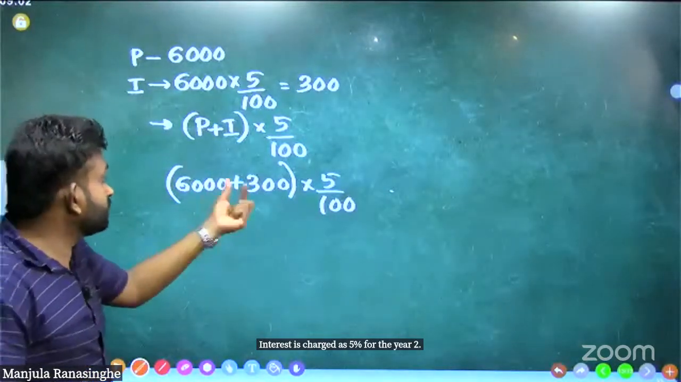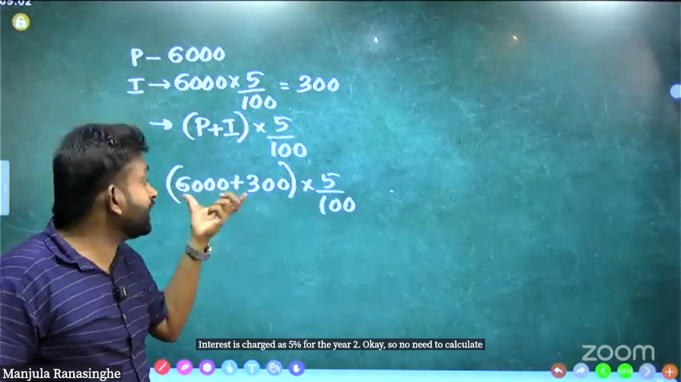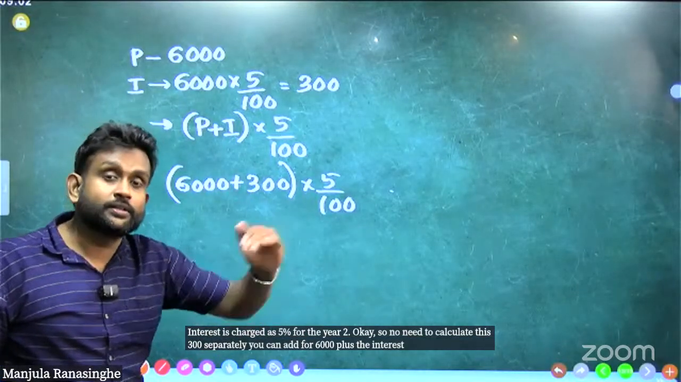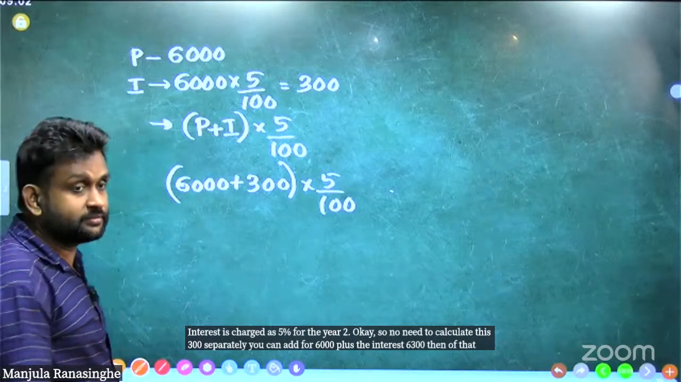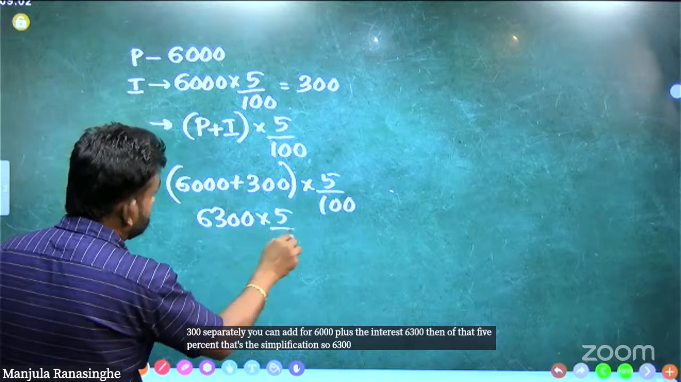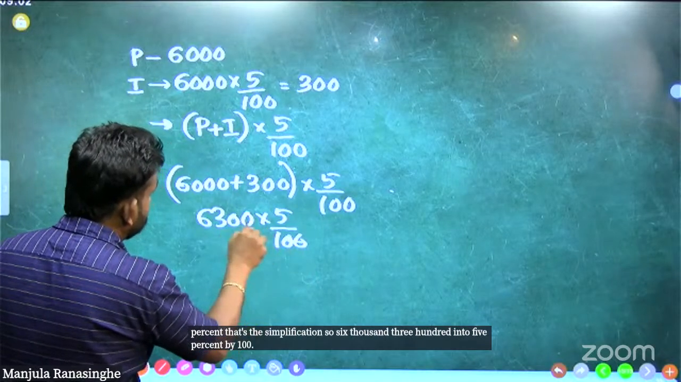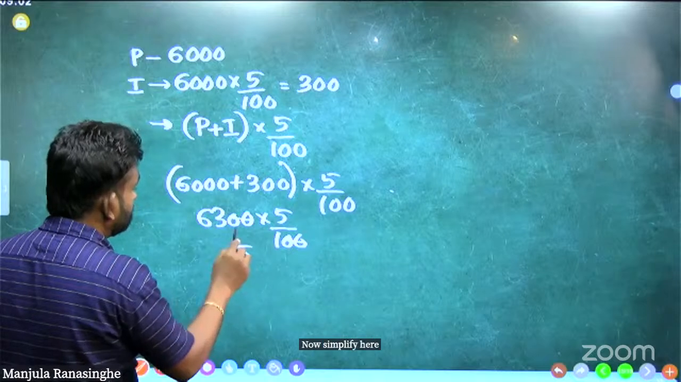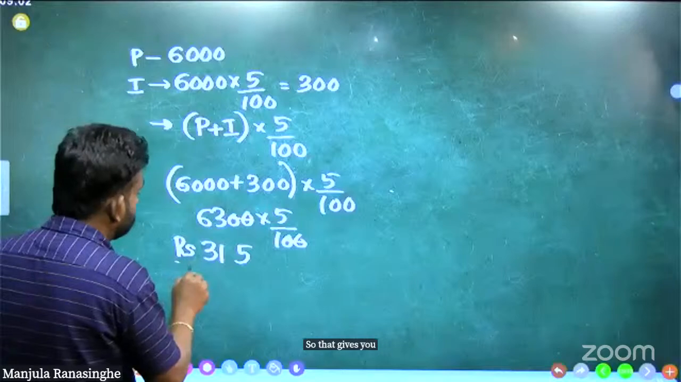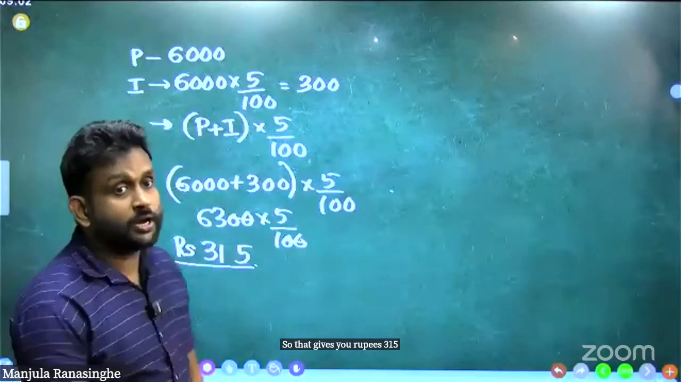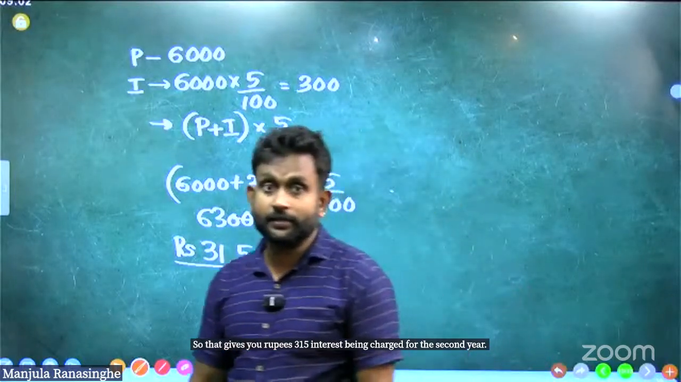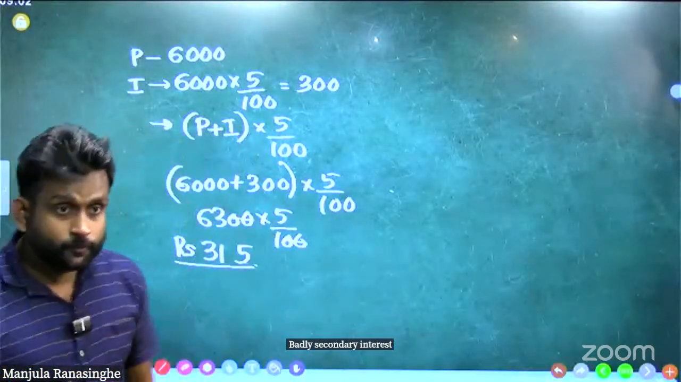So no need to calculate this 300 separately. You can add to 6,000 the first year interest, 6,300, then take 5% of that. That's the simplification. So 6,300 into 5 upon 100. Now simplify here. That gives you rupees 315 interest being charged for the second year.